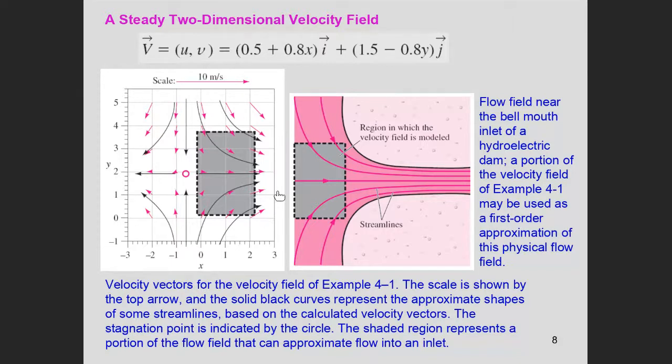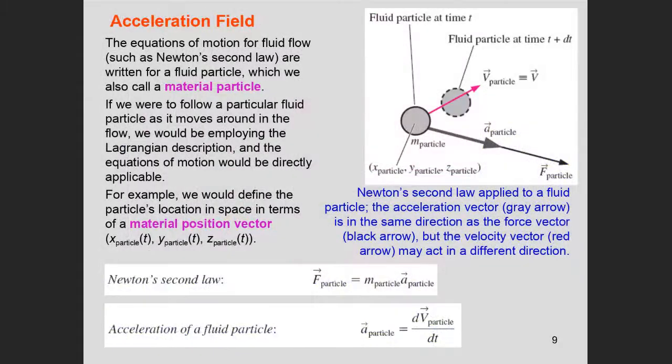Right? So this is a very simple example, a two-dimensional velocity profile. We determine the stagnation point. We said steady because there is no time mentioned here. Two-dimensional because the velocity along the z direction is assumed to be negligible or zero. Okay? Now we will come to the acceleration field.